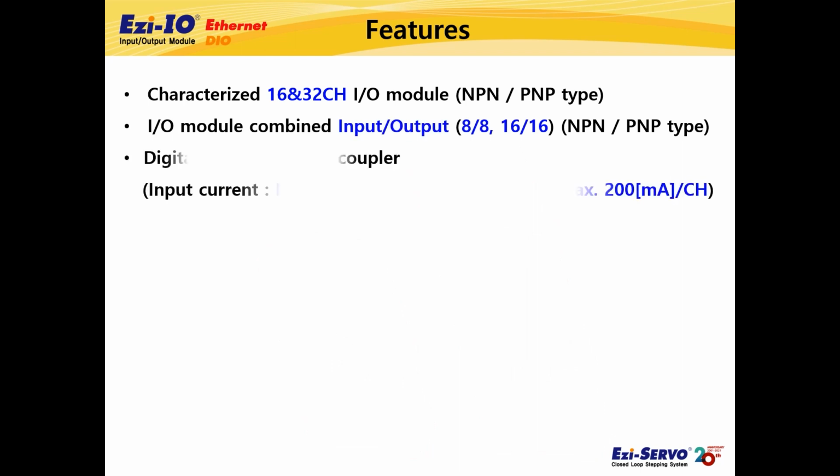In addition, Ezi-IO Ethernet DIO provides NPN-type and PNP-type products to support input-output methods of various peripheral devices. Ezi-IO Ethernet DIO is a digital I/O module using a photocoupler. The maximum input current for each channel is 5 mA and the maximum output current is 200 mA.